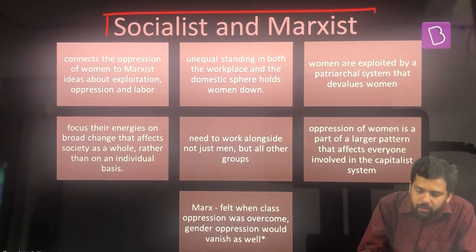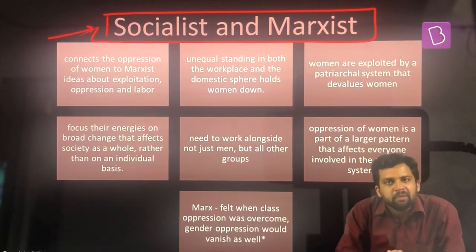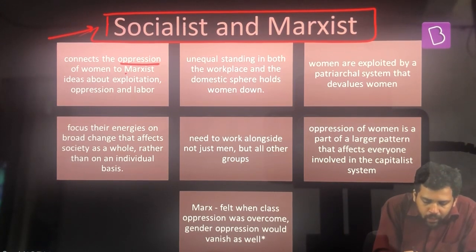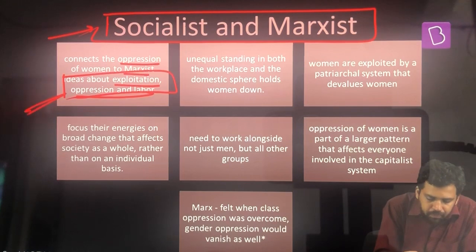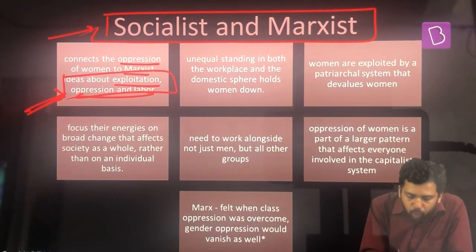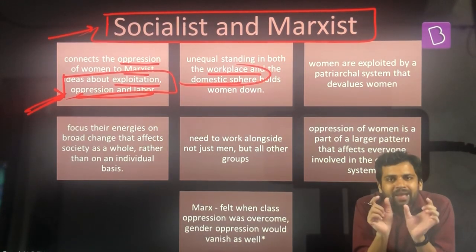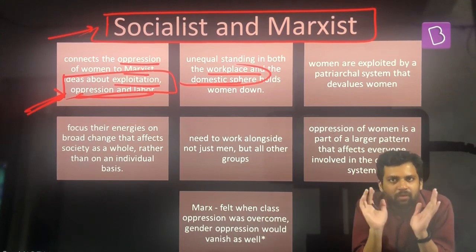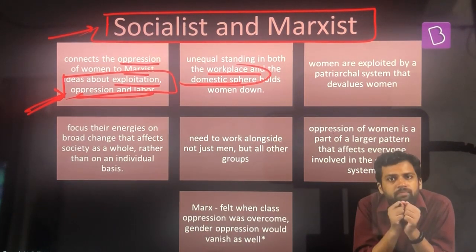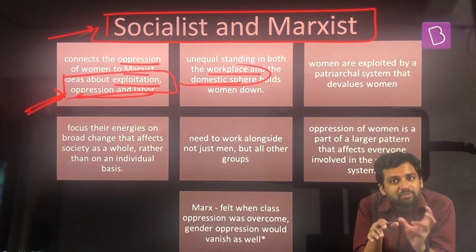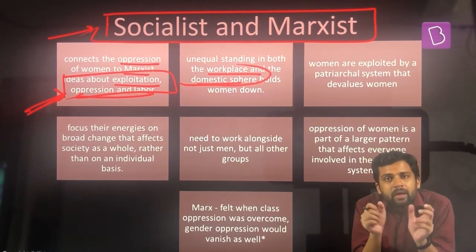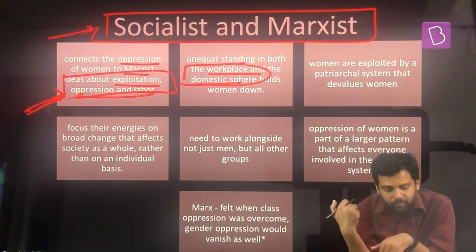Now, socialist, Marxist feminism. What do we mean by this? The socialist, Marxist perspective tries to connect the oppression of women to Marxist ideas of exploitation, oppression and labor. This perspective believes that women do not have equal standing both at the workplace and in the domestic sphere. Women and men are not treated equally in either. For example, what kind of work do women have to take up? Women are forced into prostitution. In the domestic sphere also they have to carry out specific work which men don't have to carry out. Women are forced into slavery. So men and women have different standing at the workplace and in the domestic sphere.